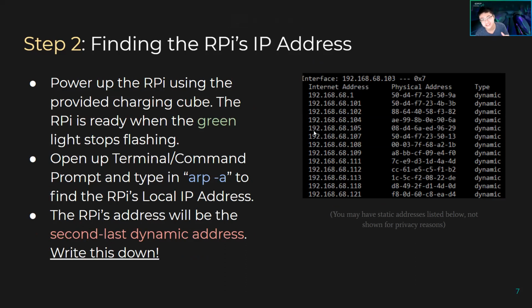But some other method is going to be kind of questionable if you don't know what you're doing. So for portable, just power it with the given charging cable. The Raspberry Pi is ready when the green light stops flashing. Now, what does this mean? The green light on the Raspberry Pi is the activity light. That means the activity light will start flashing.